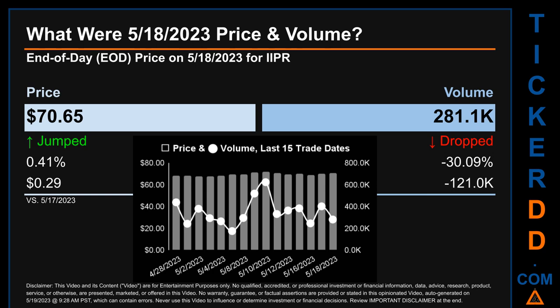The graph shows price and volume for the last 15 trade dates. Across a range of $4.61, the max and minimum end-of-day price were respectively 72.13 and 67.51. Volume saw a range of 449.2 thousand, from a day low of 174.8 thousand to a day high of 624,000.